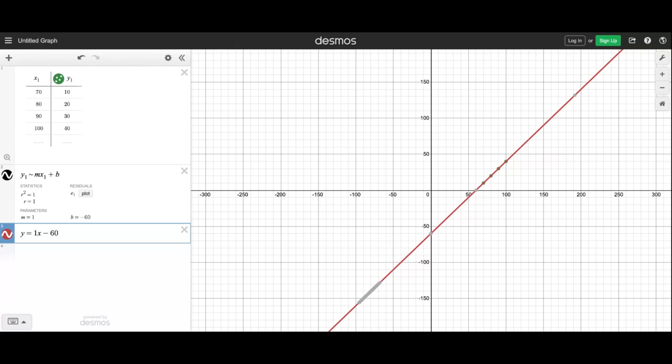Now, most of the time the data isn't that straightforward. I mean, the line's not going to hit every single point, but that's okay. Y is equal to 1x plus negative 60. That would also be fine.